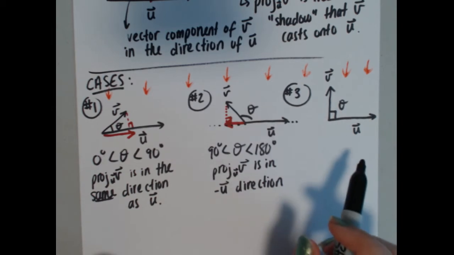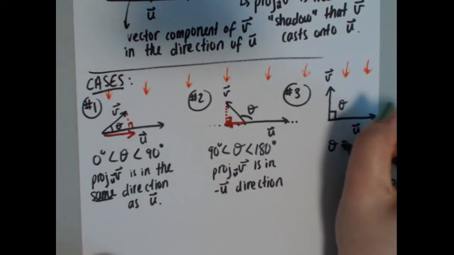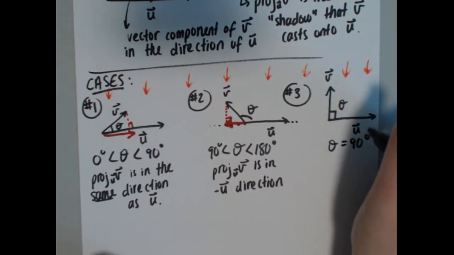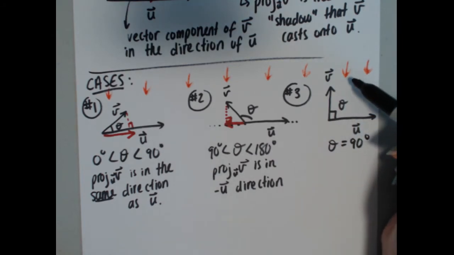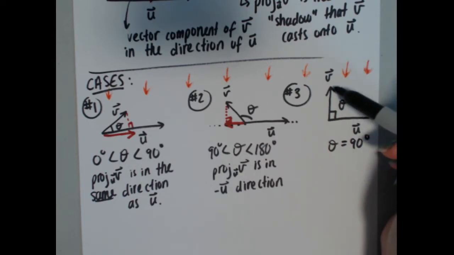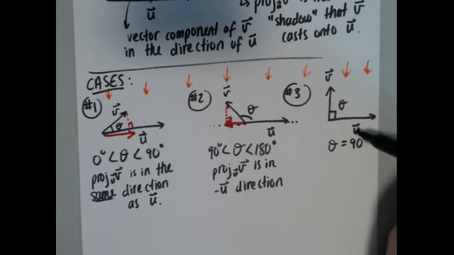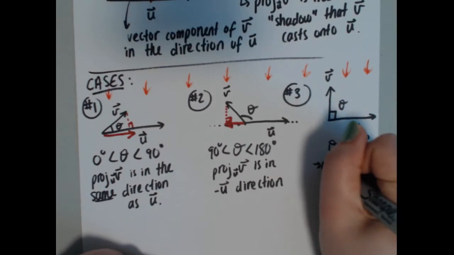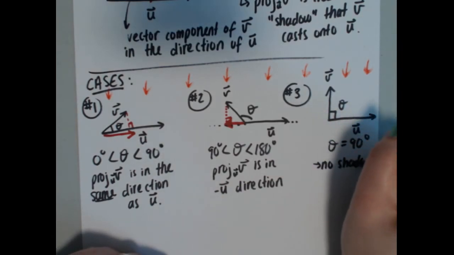And last but not least, here we have theta equal to 90 degrees. If it's noon and the sun is at its highest point, you're not going to cast a shadow. Similarly, if your light's coming from the top, v is not going to cast a shadow onto u. And if v doesn't cast a shadow onto u, that means there's no projection, because the projection is, after all, the shadow. There's no shadow here.